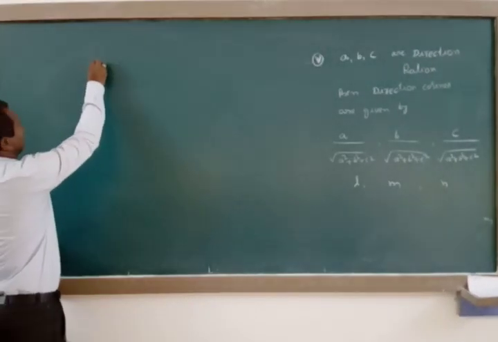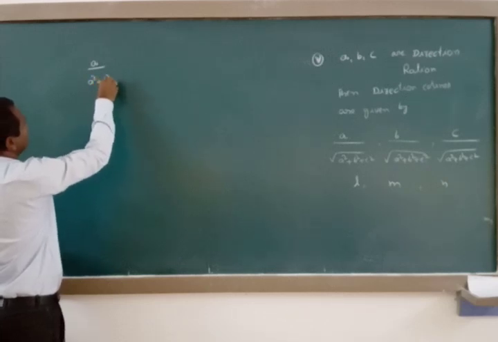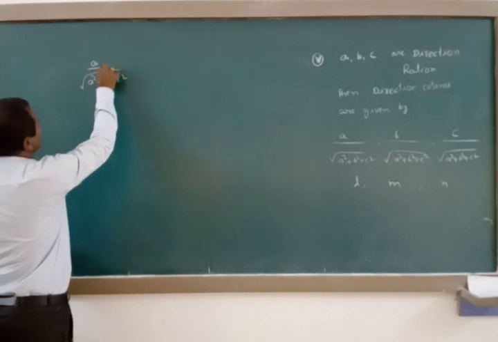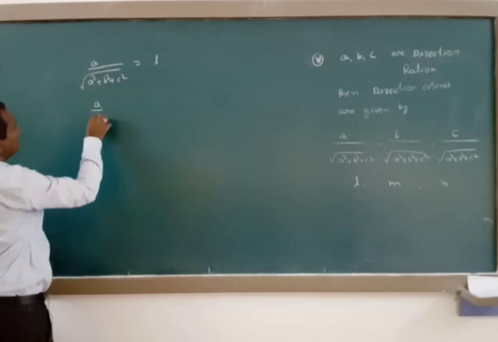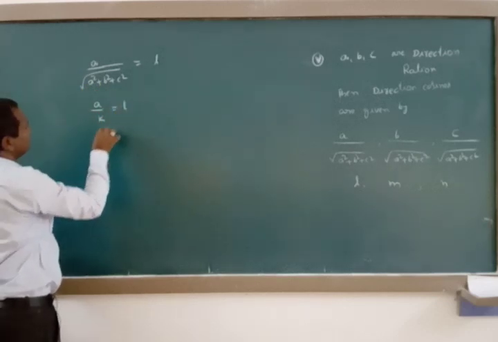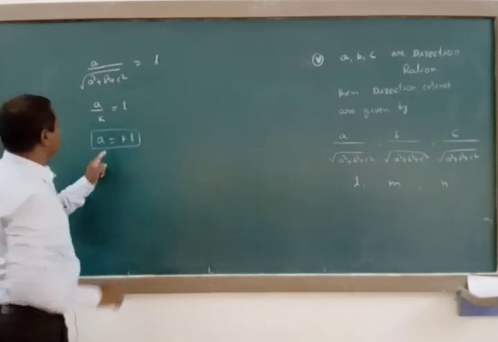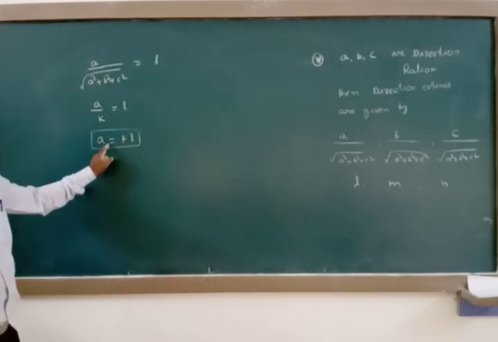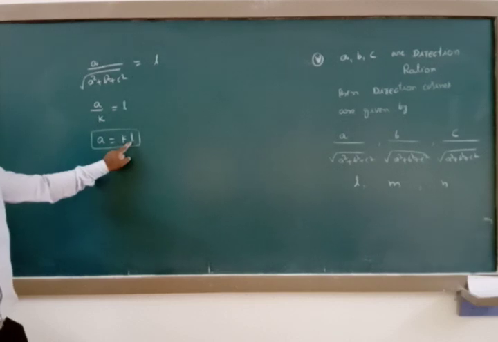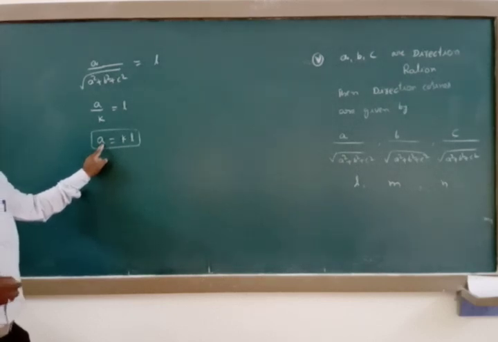See here, one direction cosine value a by square root of a square plus b square plus c square is equal to some letter l. Consider this square root part as some k, so a by k is equal to l. That is, a is equal to k into l. That is, a is proportional to the value l. If you get a formula like this, with a proportional to the number l, that is the proportionality condition, and then we call a a direction ratio.